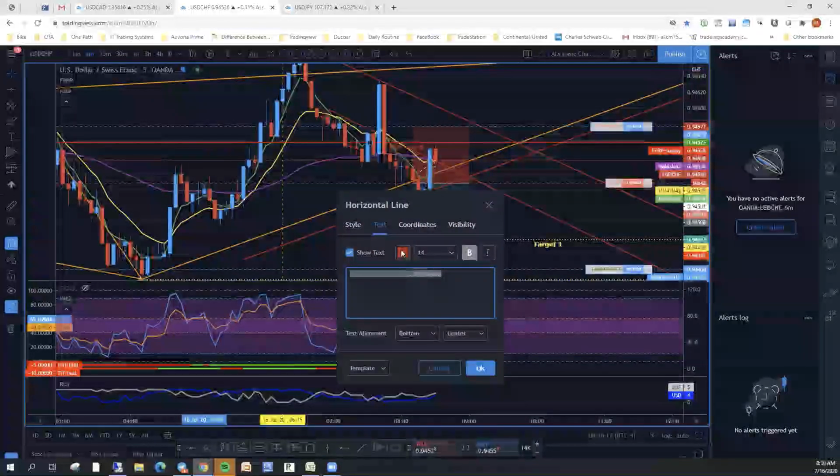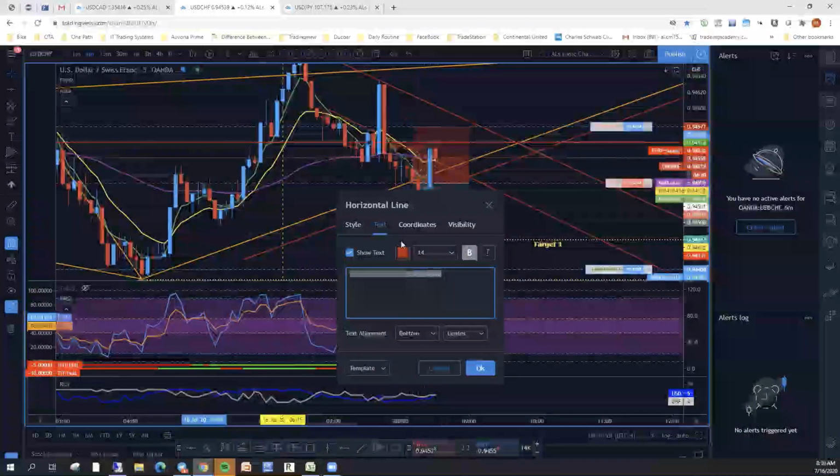Now, if you notice just right now, it just came right up and just tagged that red fib line.